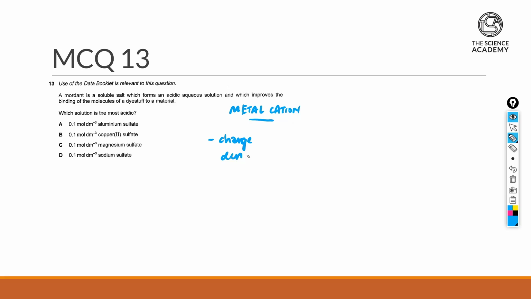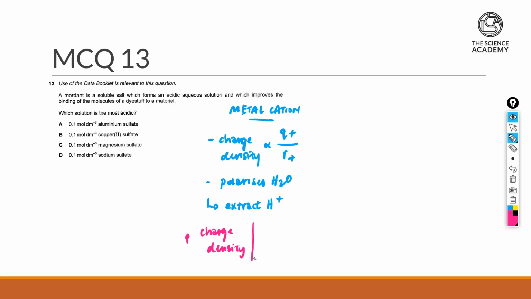And charge density is proportional to the cationic charge of the cation itself, or inversely proportionate to the cationic radius of the cation. And with a high charge density, this allows the cation to polarize water, and from the polarization of water, they will extract a proton. So in short, if the charge density of a metal cation is high, this will result in a greater amount of proton extracted, or a much higher proton concentration.